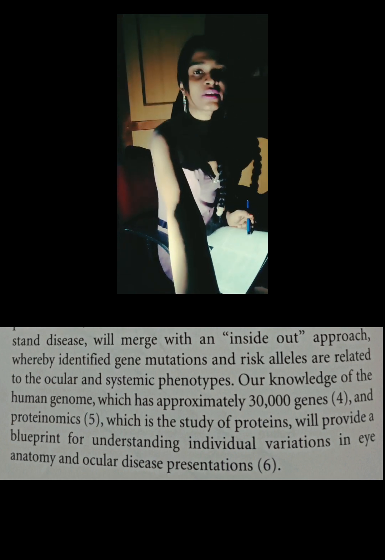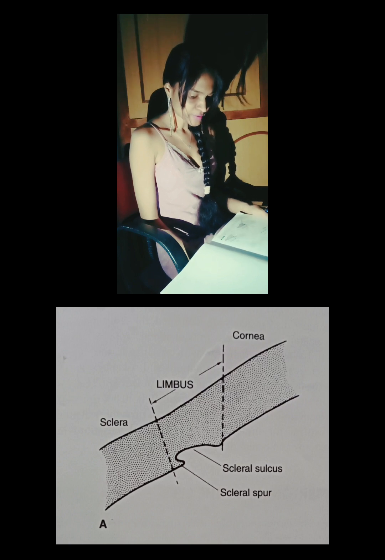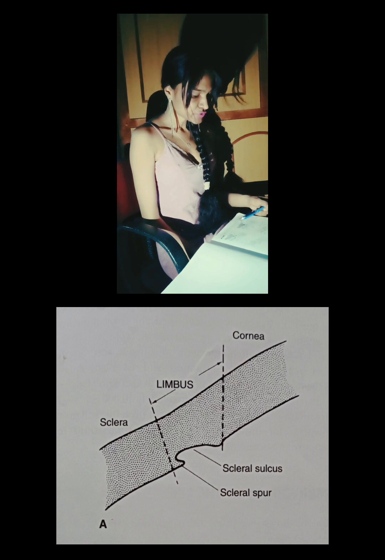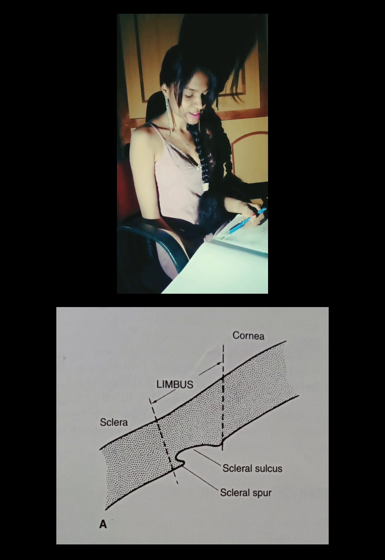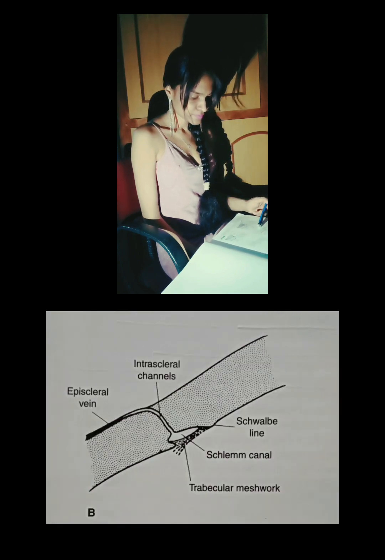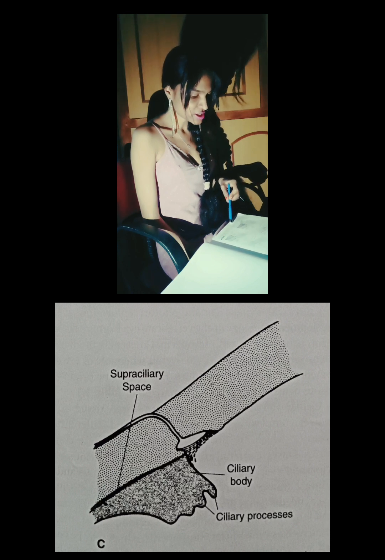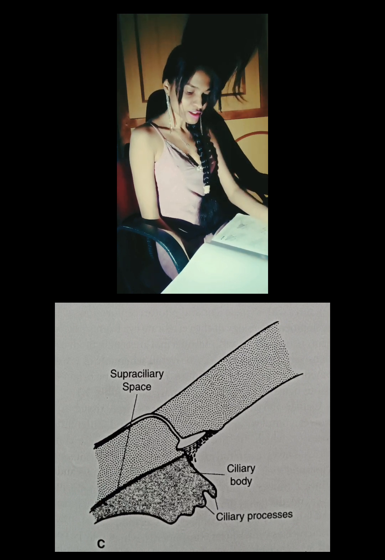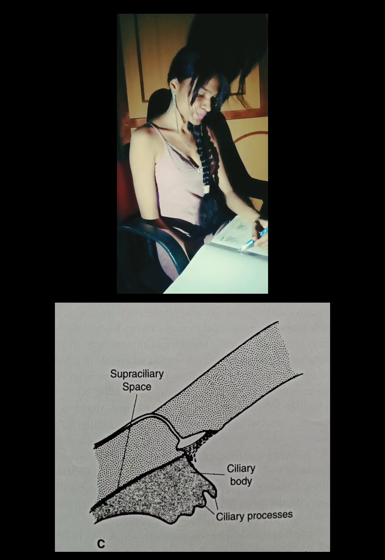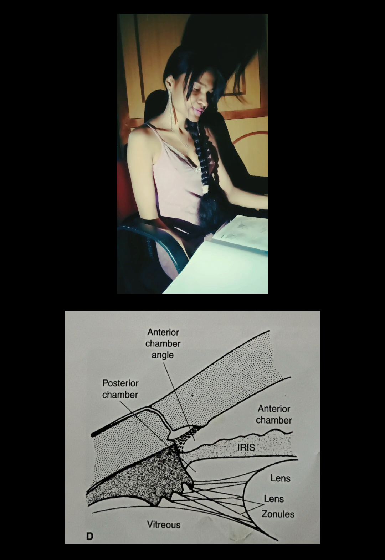Figure 1.1, stepwise construction of schematic model depicting the relationship of structures involved in aqueous hemodynamics. A. Limbus. B. Main route of aqueous humor outflow, that is, conventional or trabecular outflow. C. Ciliary body, that is, the site of aqueous humor production and other outflow route of unconventional or uveoscleral outflow. D. Iris and lens.